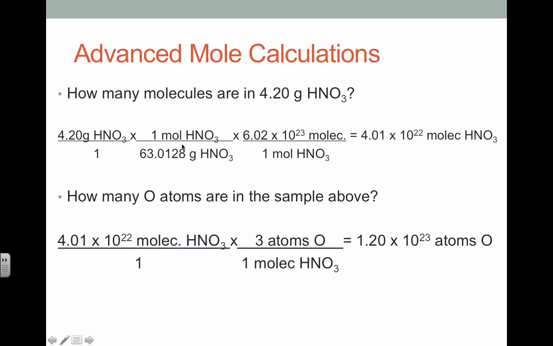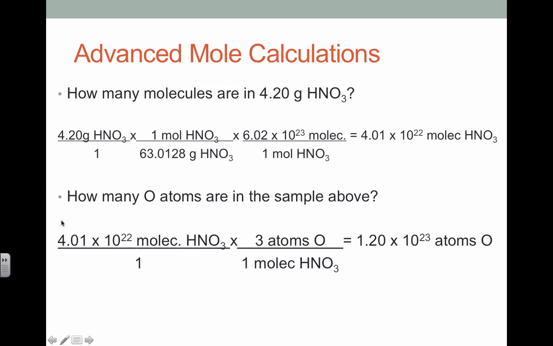If I stopped at this point, my final answer would be in moles of HNO3, and I want molecules. Molecules is not the same as moles. So because I'm going from moles to a representative particle, I need Avogadro's number. Again, it goes on top because I want moles to cancel, leaving me with 4.01 times 10 to the 22nd molecules of HNO3. And again, this makes sense because remember, representative particles should have big numbers like this.